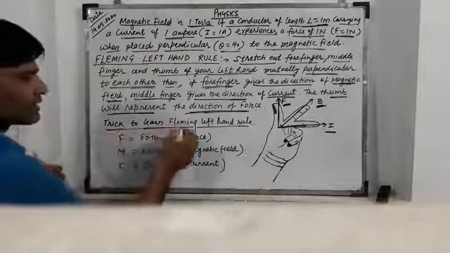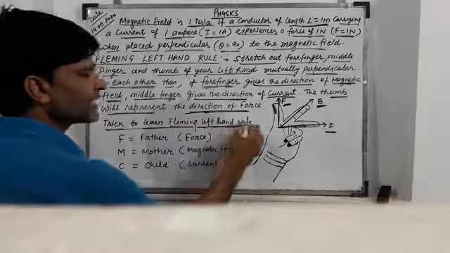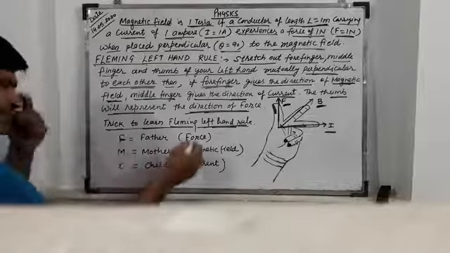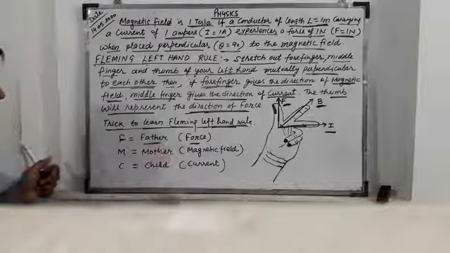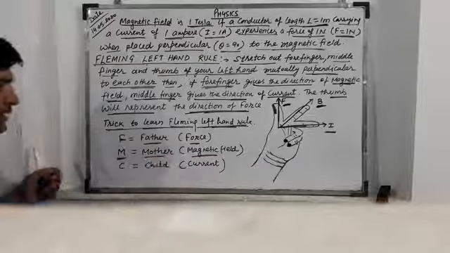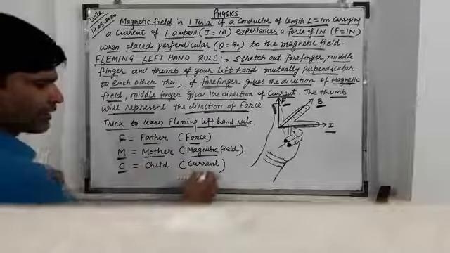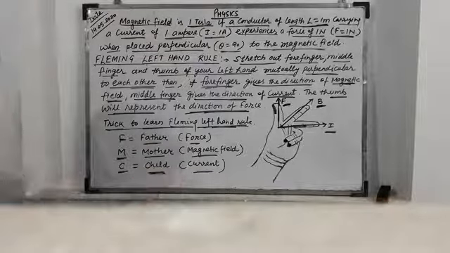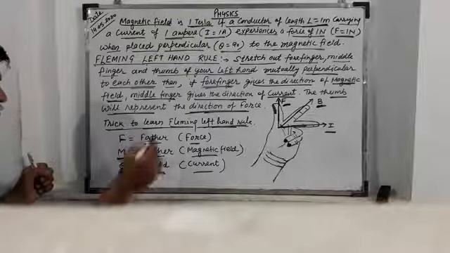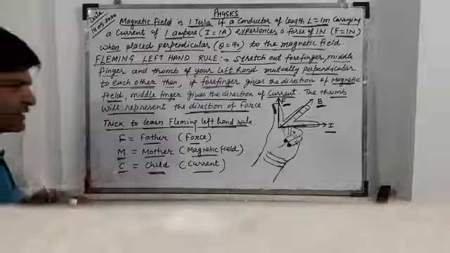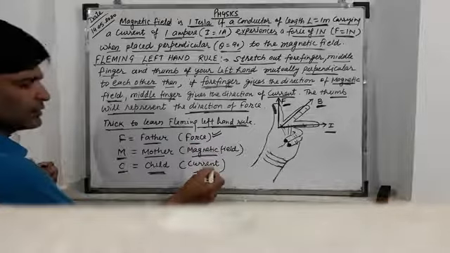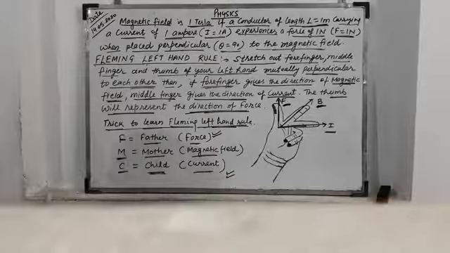Here is a trick to learn Fleming's left hand rule. This can help you. F means force, father; M, magnetic field, means mother; and C, current, means child. Now you can learn father, mother, child. With the help of this, you can learn force, magnetic field and current.